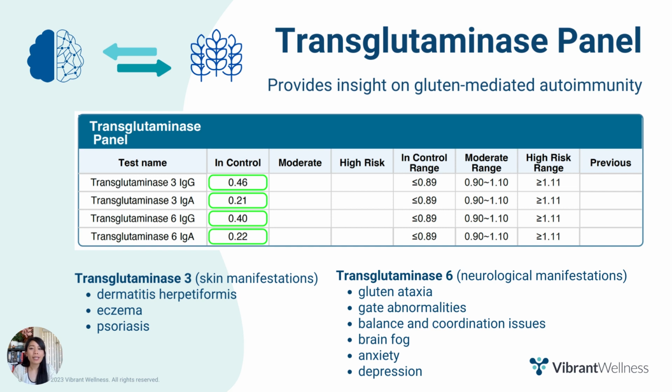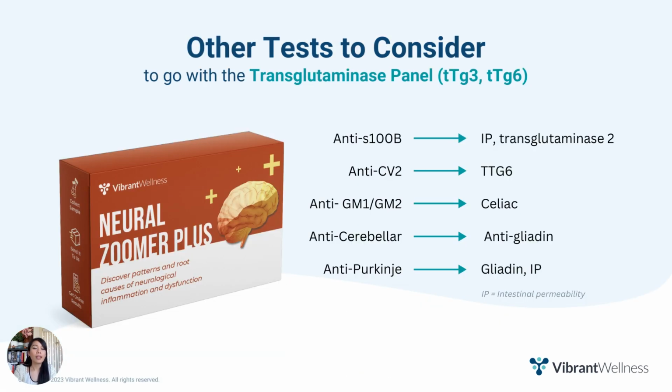Then we have transglutaminase 6, which is correlated with neurological manifestations of autoimmunity in the cerebellum, such as gluten ataxia, gait abnormalities, balance and coordination issues, brain fog, anxiety, and depression. In fact, there are multiple Wheat Zoomer markers that have been found to have an association or a strong link to the antibodies tested on Vibrant's NeuroZoomer Plus. Thus, if you notice your patients complaining of neural or cognitive issues and they're still consuming gluten-containing grains, consider this test to further investigate possible correlations.